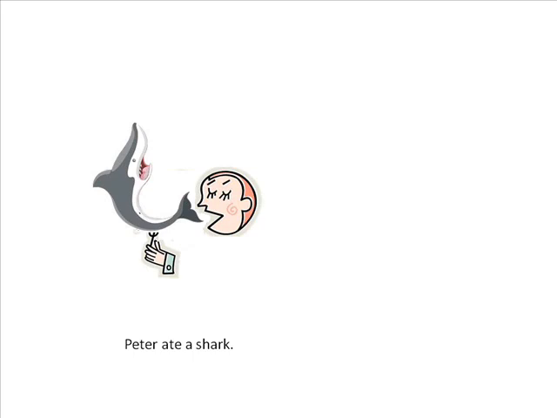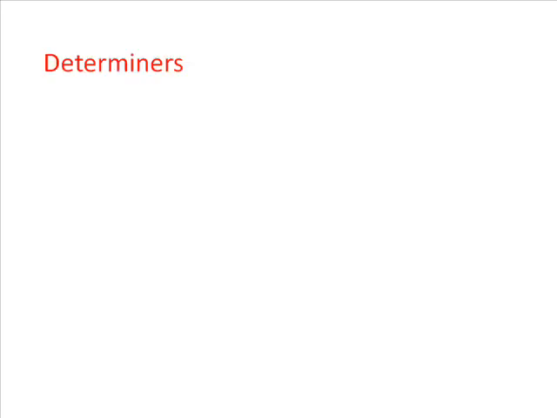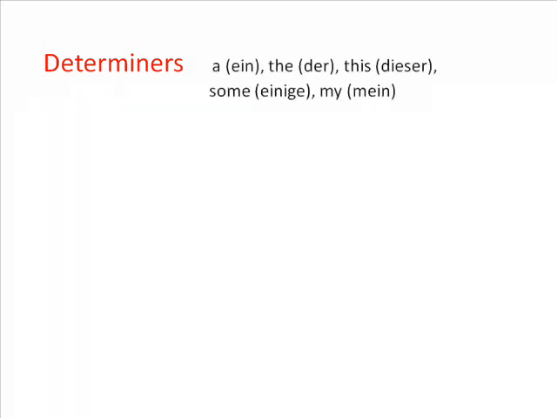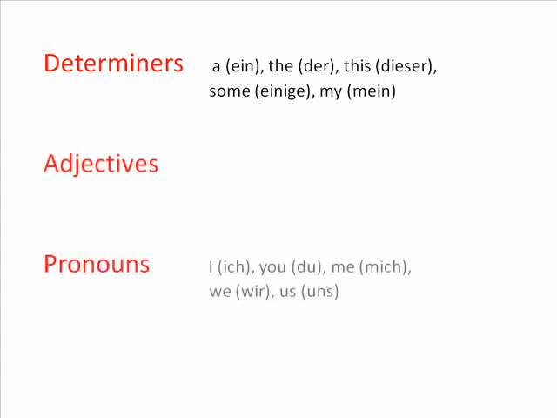In German, however, you can show which way round the sentence is happening by the case. This shows up in the form of any determiner you use. That's words like a, the, this, some and my. The ending on any adjectives. The form of any pronoun. That's words like I, you, me, we or us. And in some cases, in the form that the noun takes.